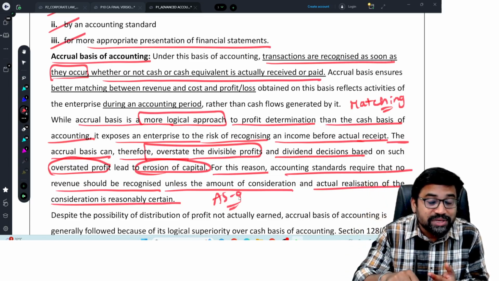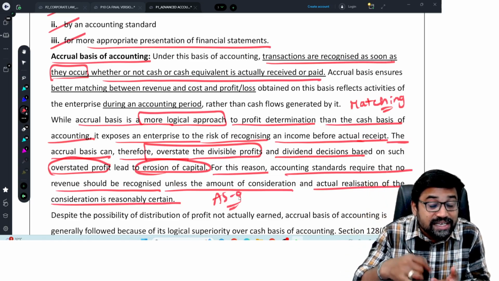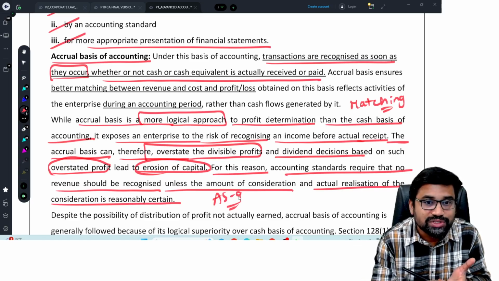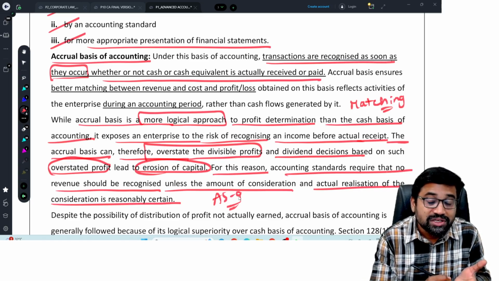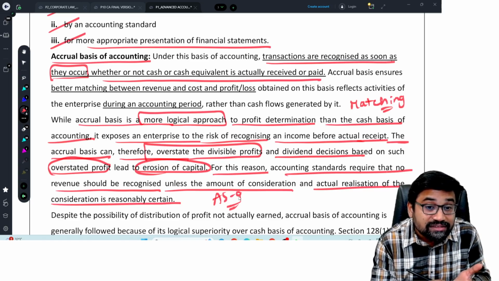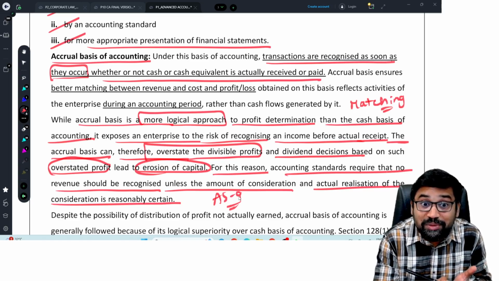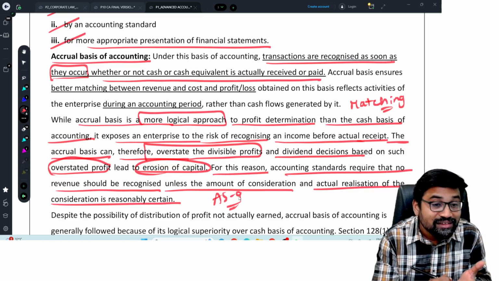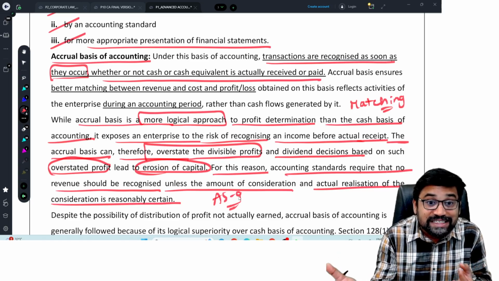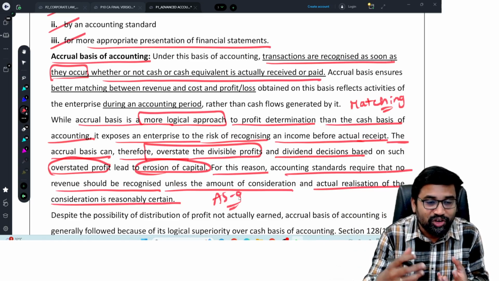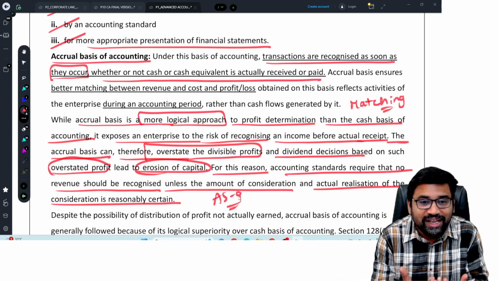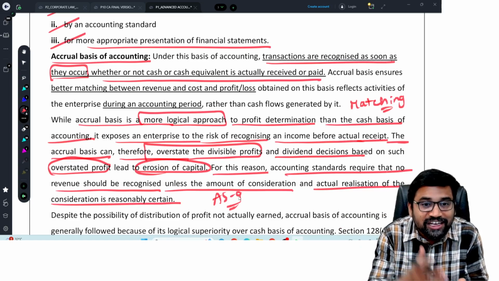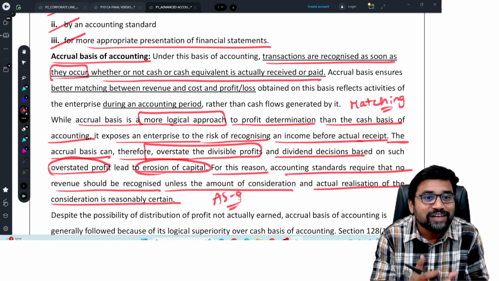Because the accrual concept says whenever a transaction occurred, you are recognizing. For example, I sold the goods. I recognized in the books without certainty in collection. That means I'm overstating my profits, overstating my incomes. Now, based on that, if the company declares dividend, there is an erosion of capital. That's why the accounting standard brought the concept that whenever there is an income, the income must be certain to collect, then only it will be recognized.